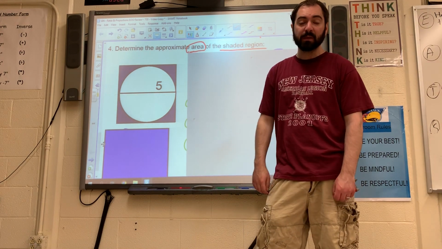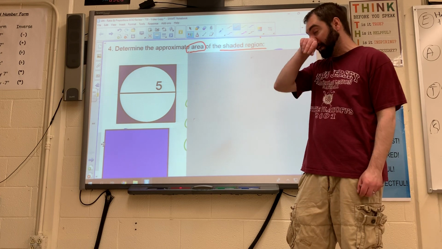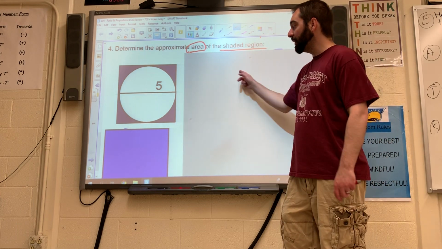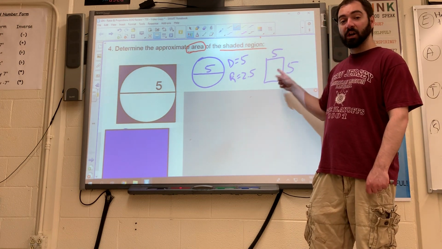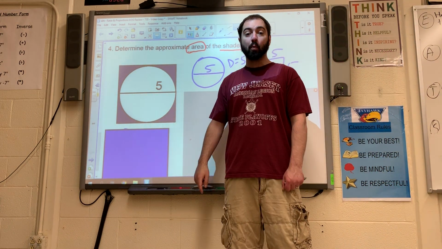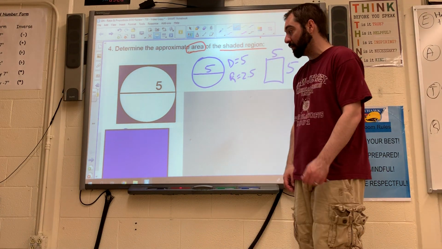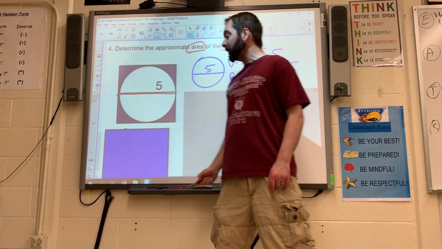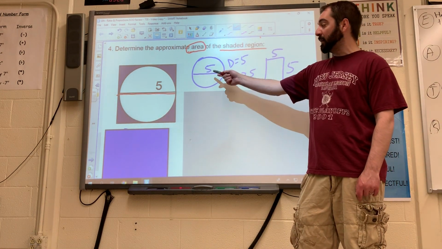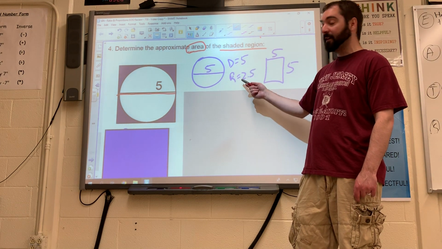The first thing you should be doing in a complex composite figure is breaking the shapes apart. I know that I see two things here. I see a circle and I see a square. And I know it's a square because they only gave me one dimension. They would have to give me the length and the width if it was a rectangle. Well, this line goes all the way through the circle. So clearly they are giving me a diameter in my circle of 5. Again, radius is half as big, half of 5, 2.5.